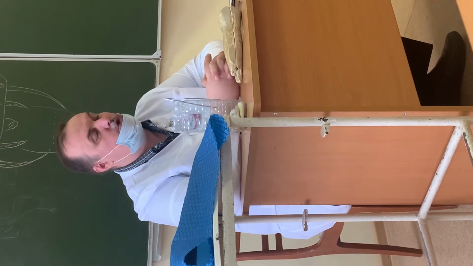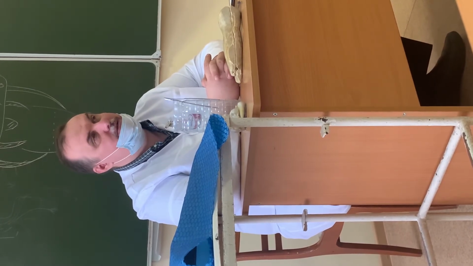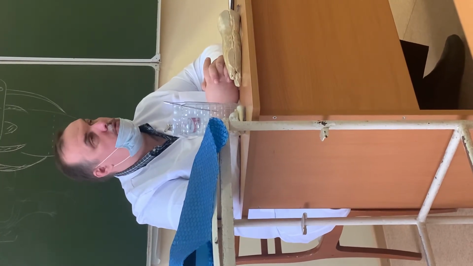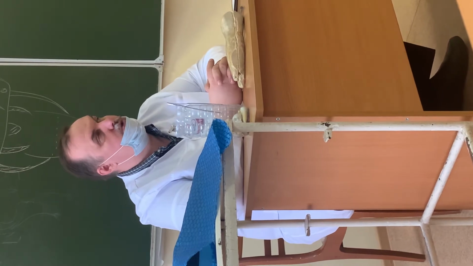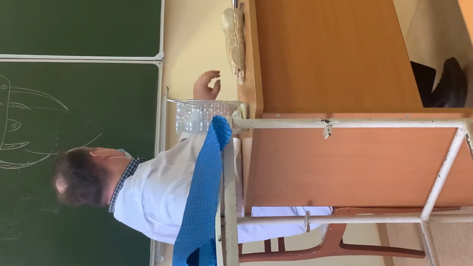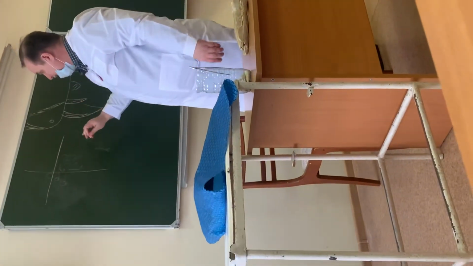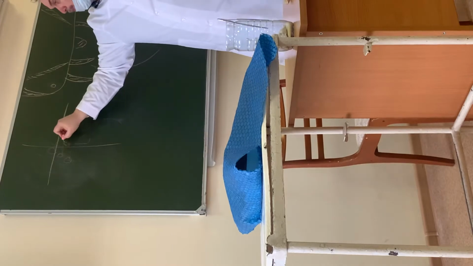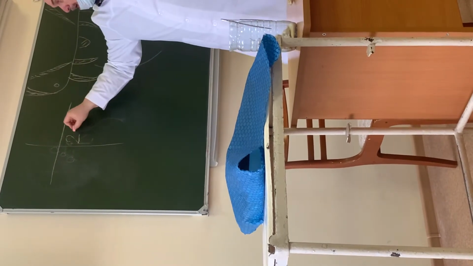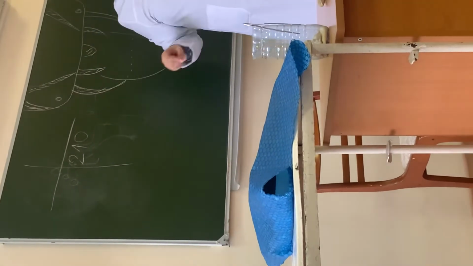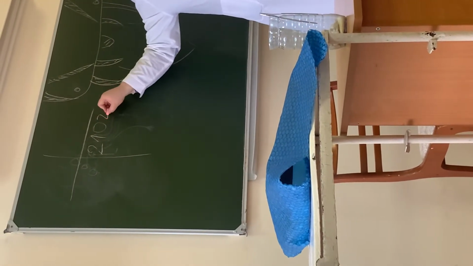What is the total number of milk teeth? 20, and permanent 32. What is the formula of milk teeth? 2, 1, 0, 2. That is in one half of the upper or lower jaw: 2 incisors, 1 canine, there are no premolars, and 2 molars.